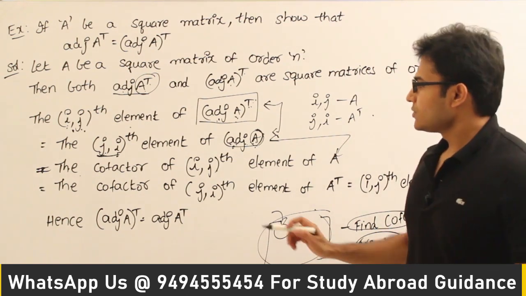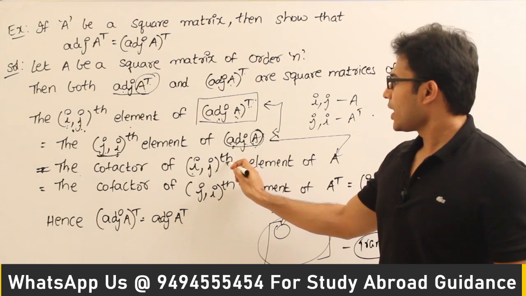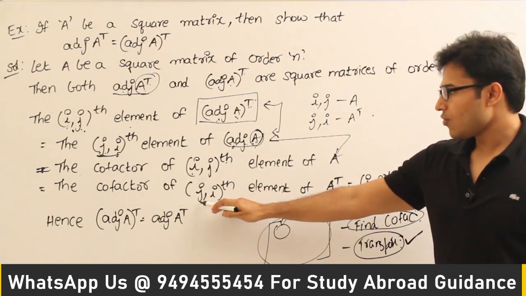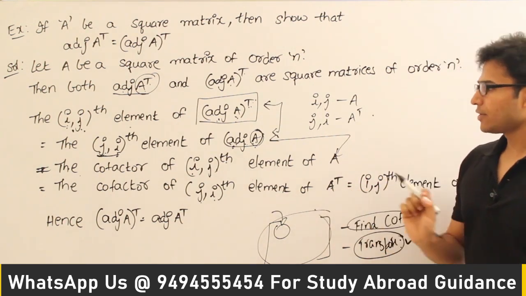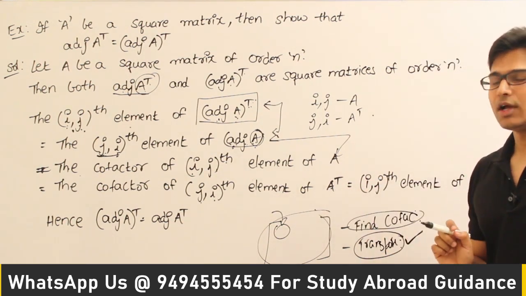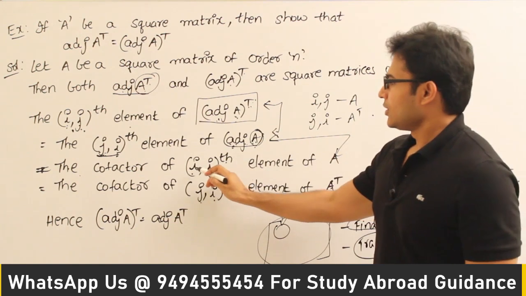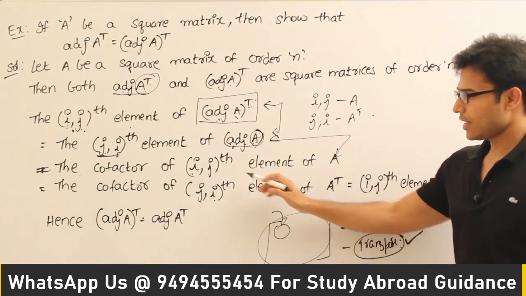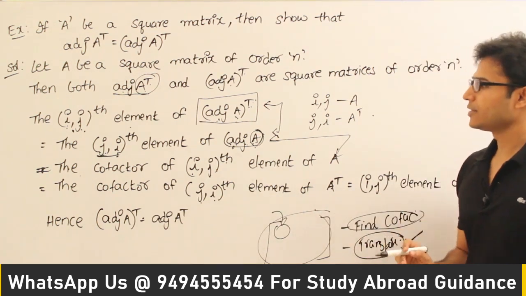Now what can you say about the cofactor of the ijth element? The cofactor of the ijth element is nothing but the cofactor of the jith element of A transpose. Are you getting this? Simple. I'm just taking the transpose. So whenever I take the transpose, the ijth element will become the jith element, right?